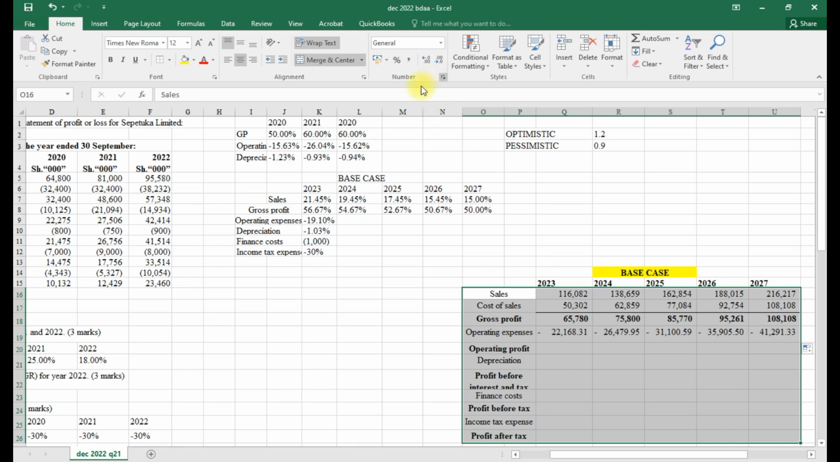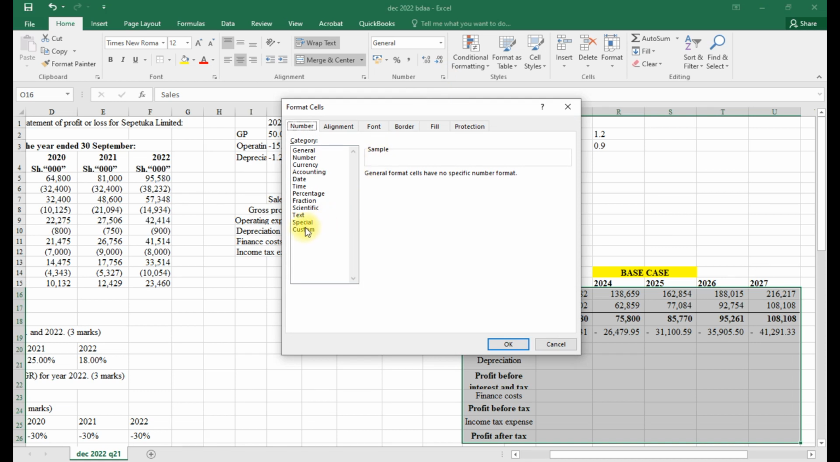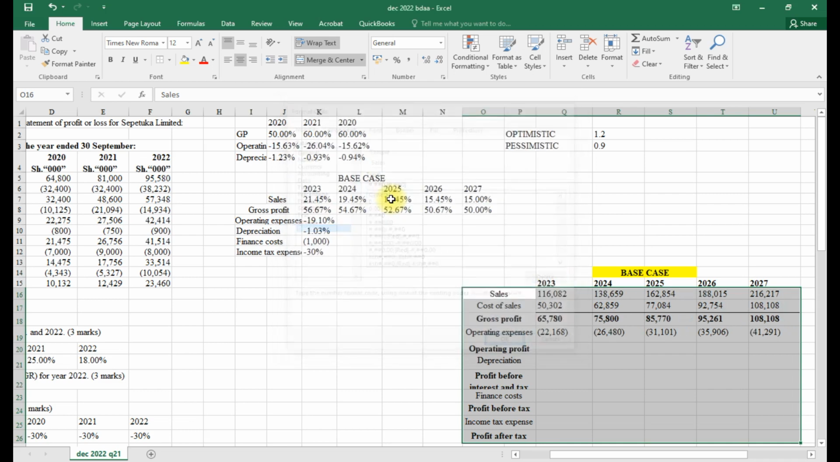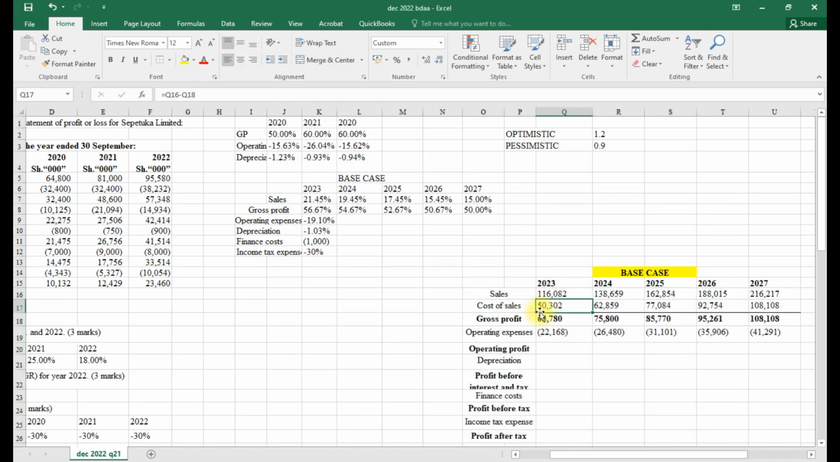Let me just format this, format, custom format, change this to negative, to bracket, and put that, and even this one was supposed to have been in brackets, and here I put a negative sign.